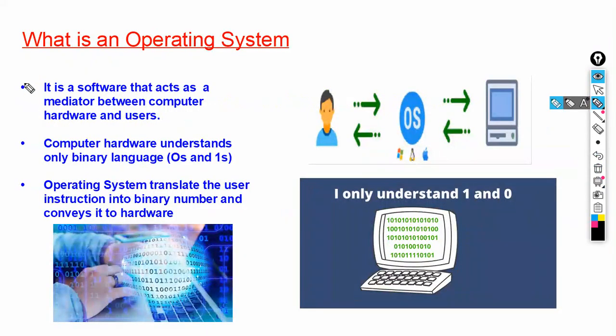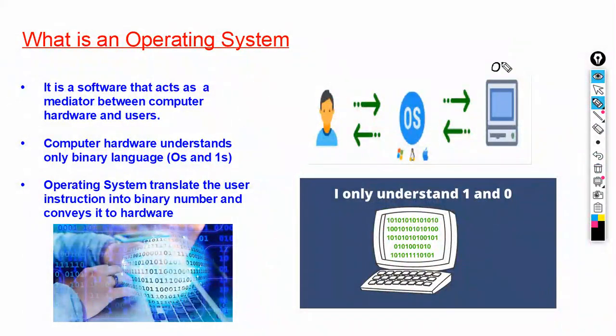So operating system, it is a software that acts as a mediator between computer hardware and resource user. So if you see, this is the computer hardware and this is the user and this is the operating system, and it will act as a mediator between user and the computer hardware.